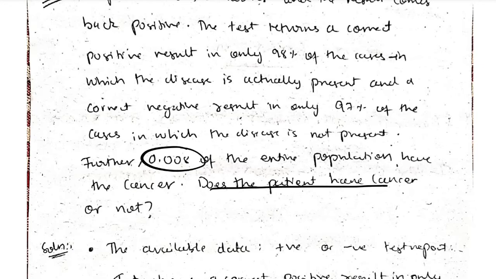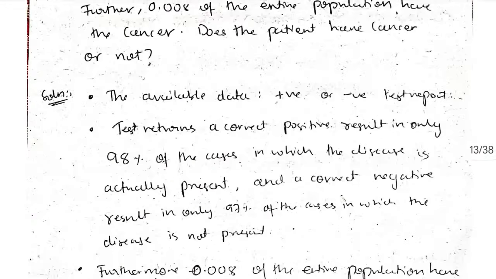Does the patient have cancer or not? By using the probabilities of the Naive Bayes classifier, we'll calculate which is more probable: that the patient has cancer or that the patient does not have cancer. Based on the given data we'll be calculating. This is a model question paper question as well as a previous year question, from this year's 2022 question paper. So make sure you know this very well.